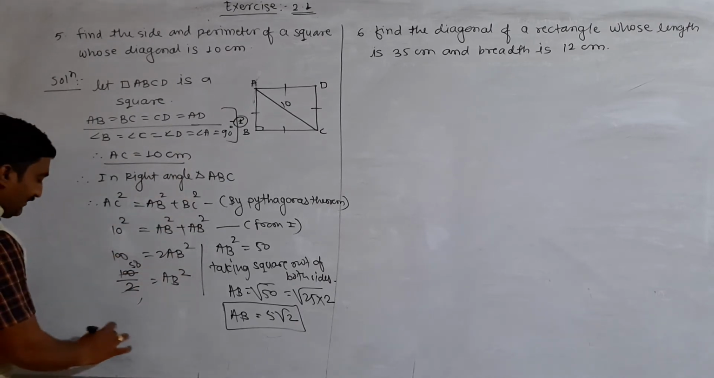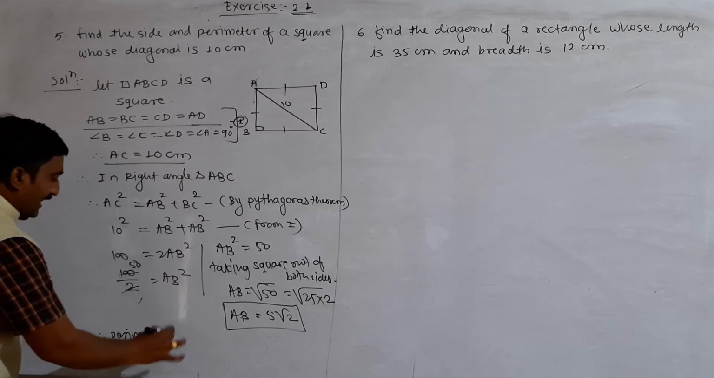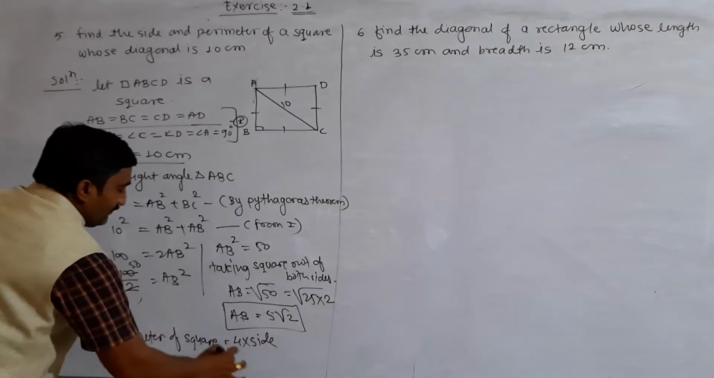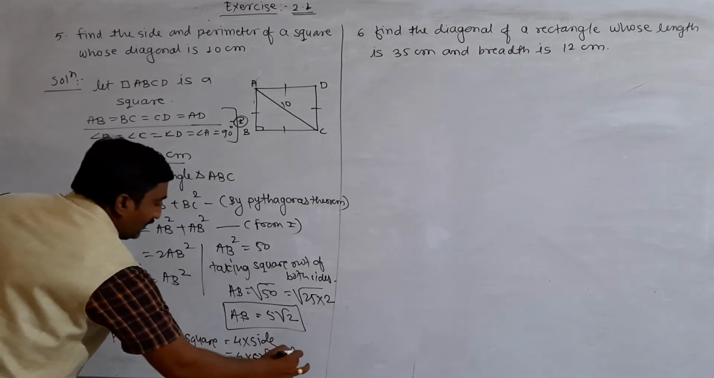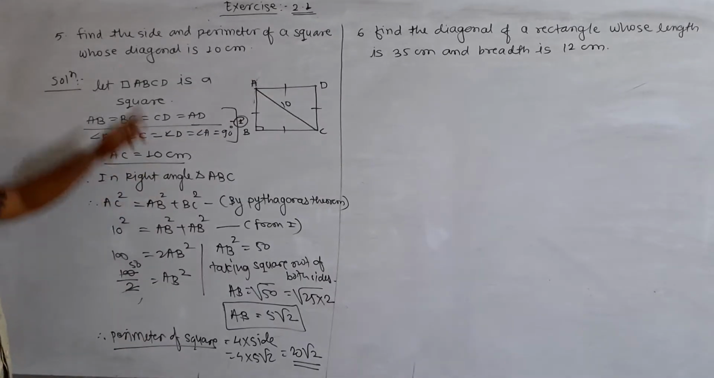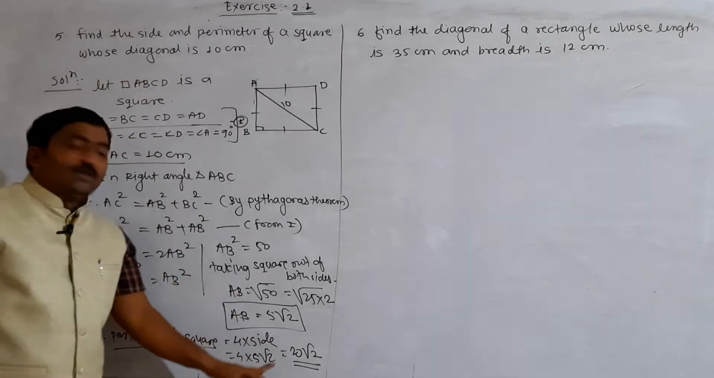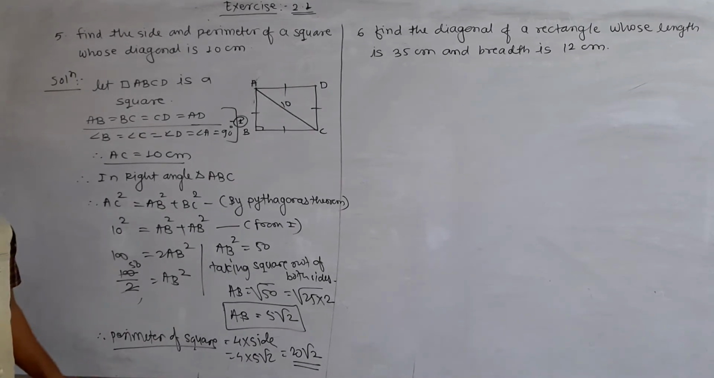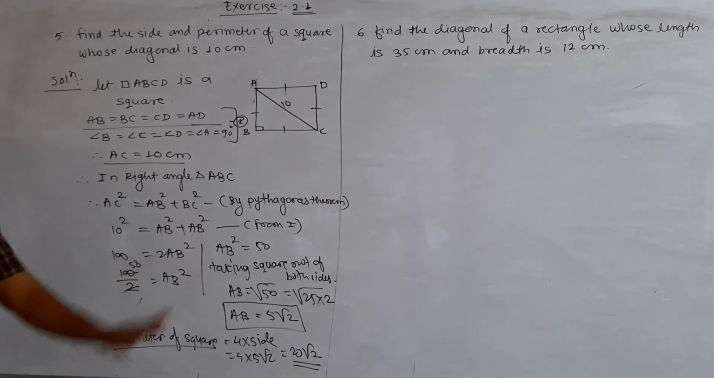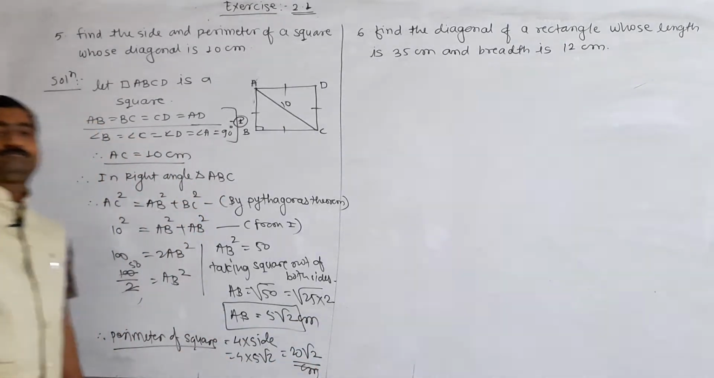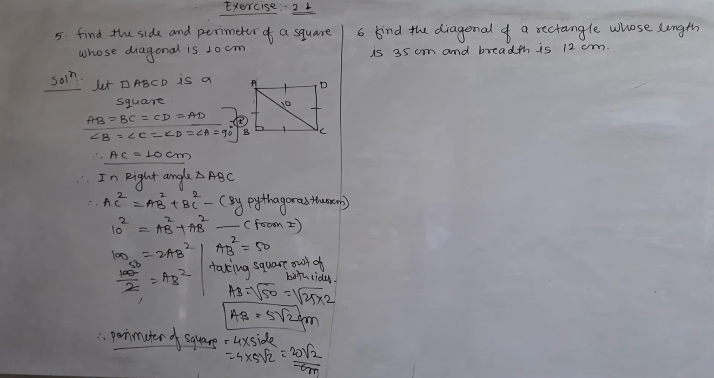And then perimeter of square is equal to 4 into side. Therefore, 4 into 5 root 2 means 20 root 2 is the perimeter of square. So, side of a square is 5 root 2 and perimeter of a square is 20 root 2 in this way. But lastly, we can write the answer in a full sentence. Side and perimeter of a square are 5 root 2 and 20 root 2, here written as centimeter. This is the solution of first problem.